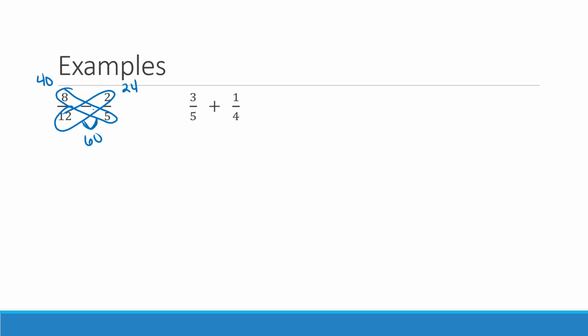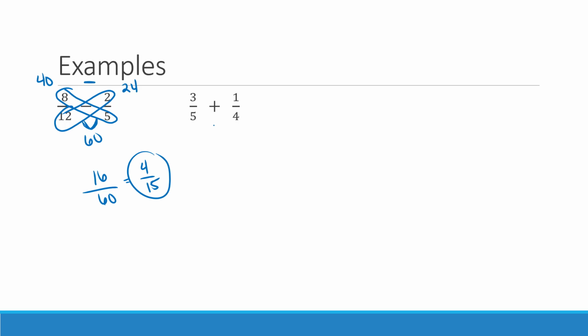60, sorry. Now this is subtraction, so I'm going to subtract my two numerators here. So I'm going to do 40 minus 24, which is 16. And I'm going to rewrite that over my new denominator that I just got. So my answer would be 16 over 60. Now we know that's not a simplified fraction. If we simplify it, my final answer would be 4 over 15.